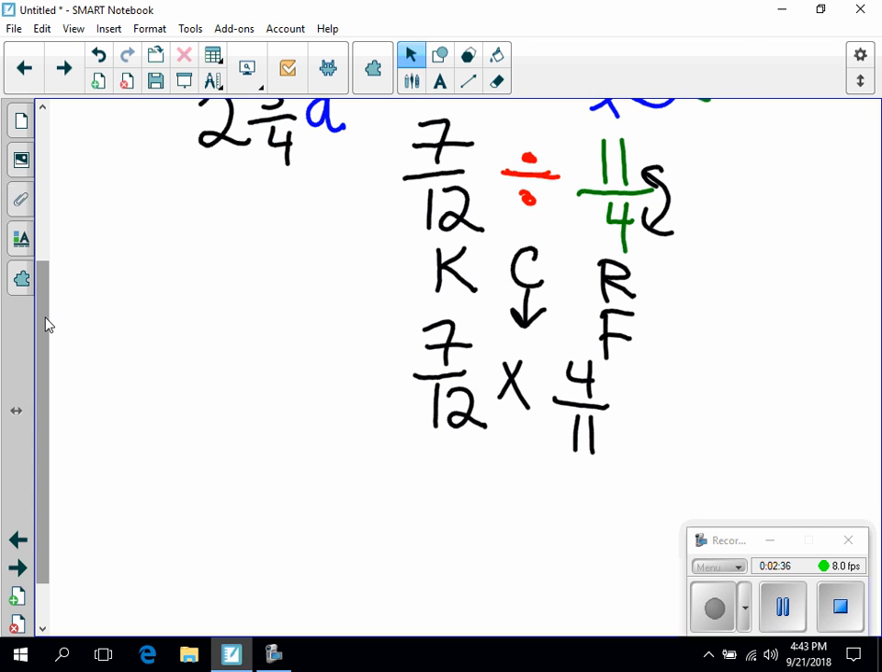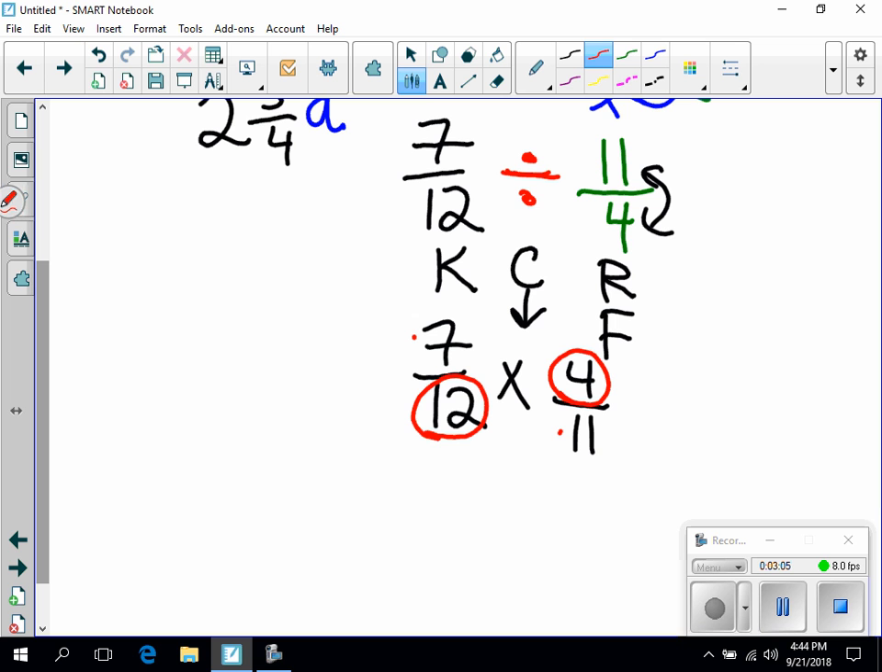The next step is to reduce diagonally. Take a look at 7 and 11. They are both prime numbers, meaning they can only be divided by 1 and themselves. So there's not a number that both 7 and 11 can be divided by, besides 1, and dividing by 1 is not going to make this problem simpler. Let's examine the 12 and the 4. 12 and 4 can be divided by numbers like 2 or 4. Let's go ahead and start by dividing by 4. 4 divided by 4, and then we'll take 12 and divide it by 4.